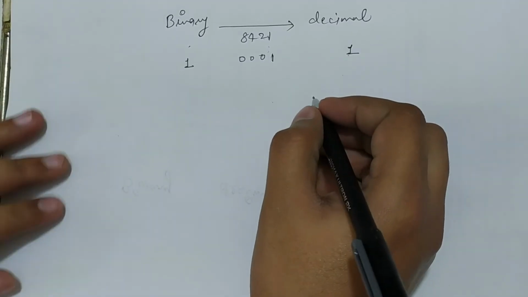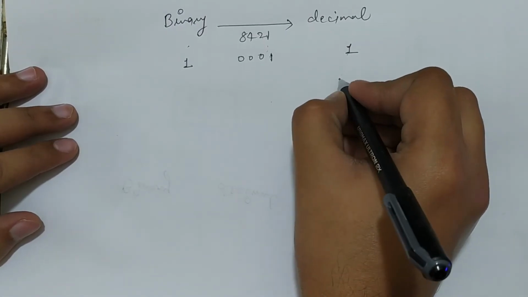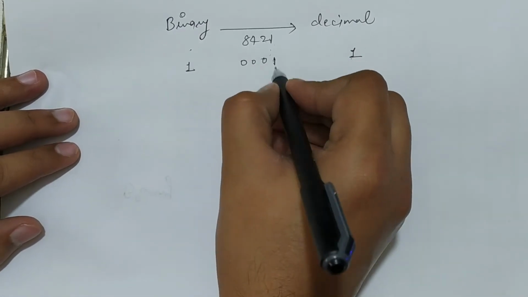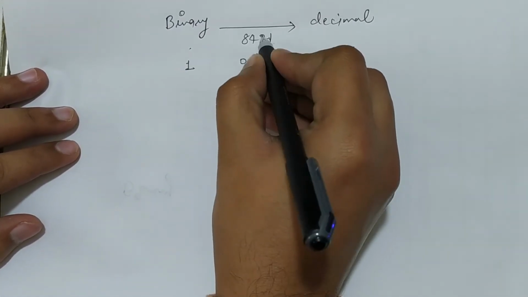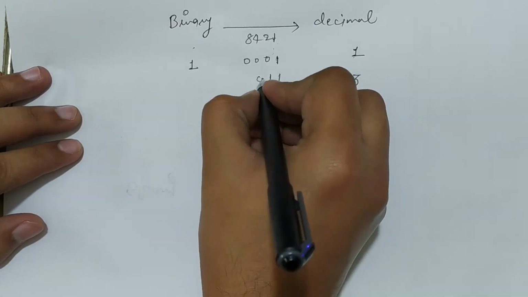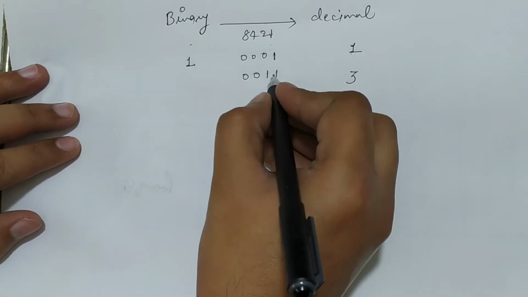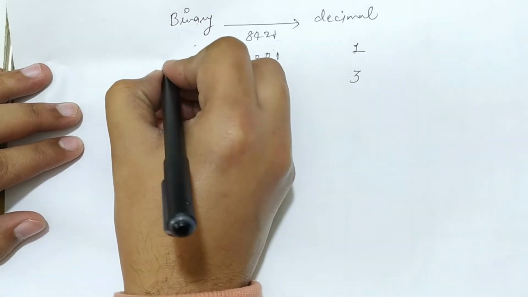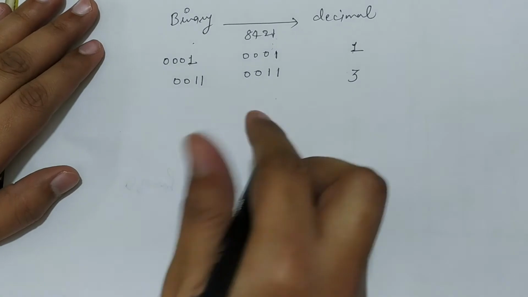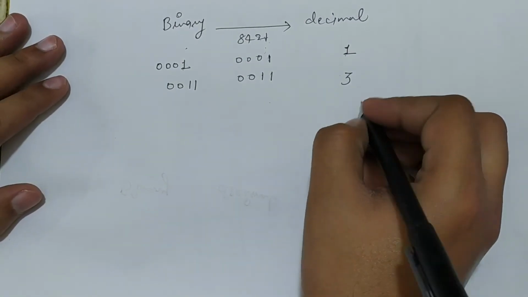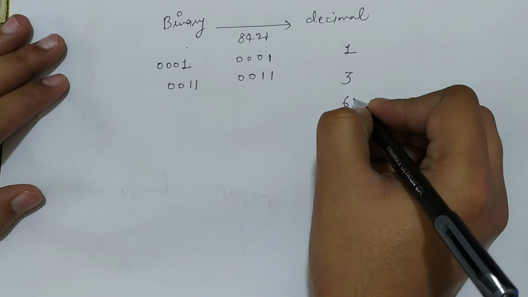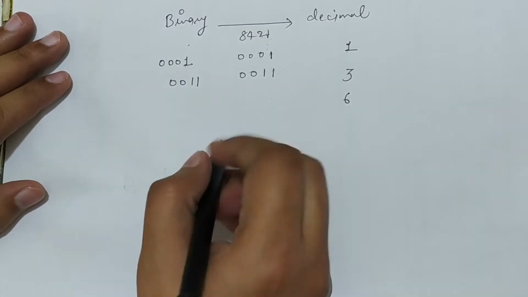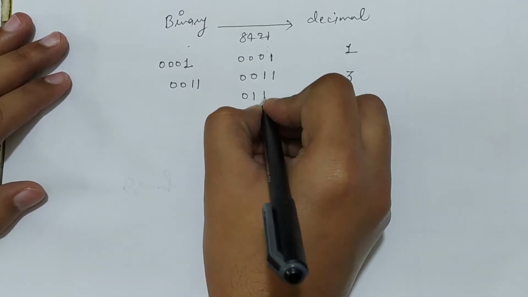So let me give you another example, it will be more clear. Let us suppose we want 3 in decimal. For 3 we will write 1 here, and for 2, meaning 2 plus 1 will be equal to 3, and then 8 and 4 will be 0 0. So in binary it will be 0 0 1 1. Similarly, let us suppose we want to write 6. For 6 we can write 4 plus 2 equals 6, so 0 1 1 0.